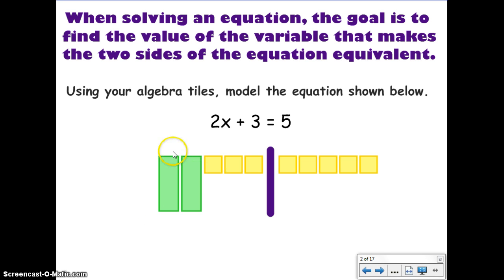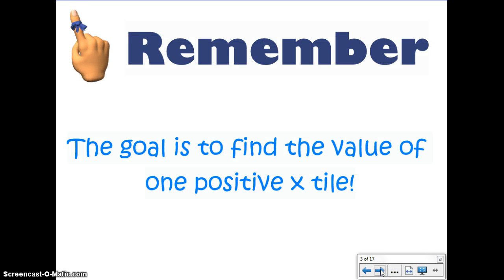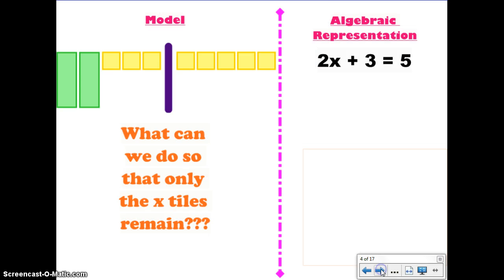We see our two x's. We have three positives with it. The line means equal, and 5 positives on the other side. Remember, we want to find the value of one positive x tile. What can we do to get only x tiles on one side?